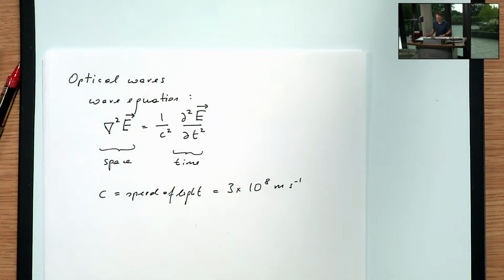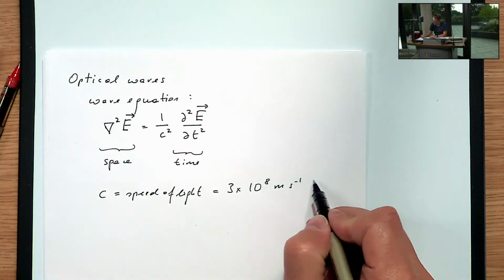So this tells you how quickly the electric field propagates through empty space. So this is in vacuum.